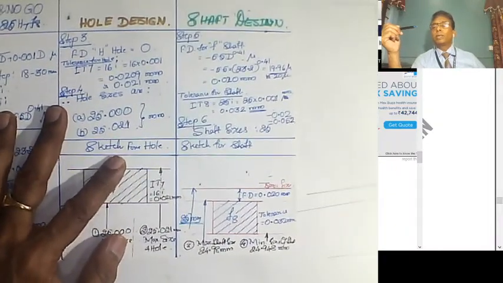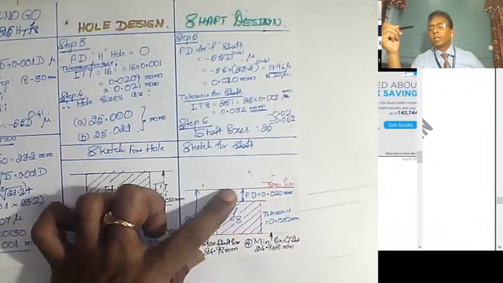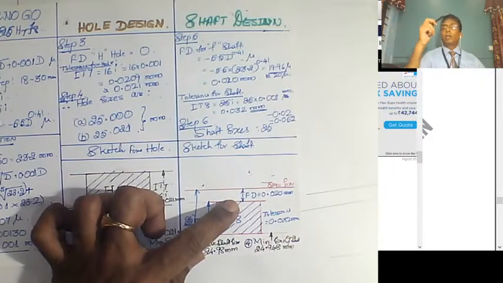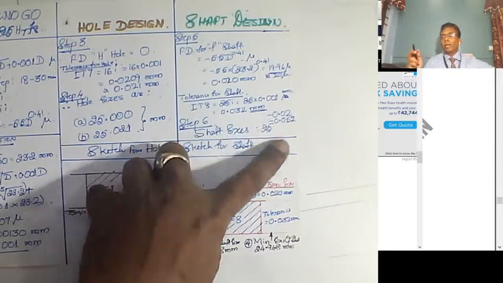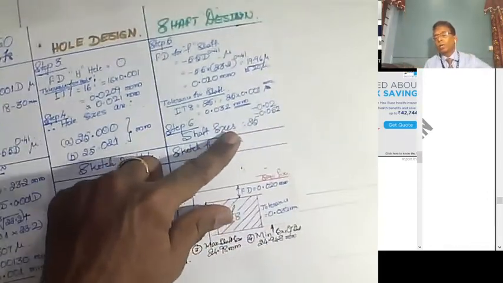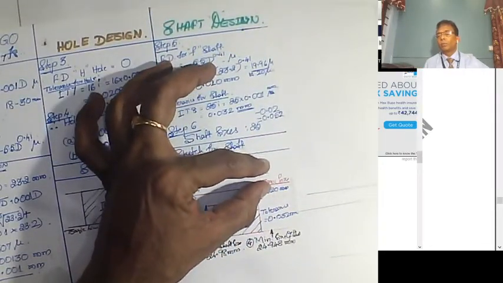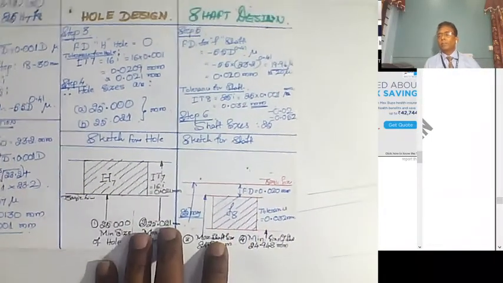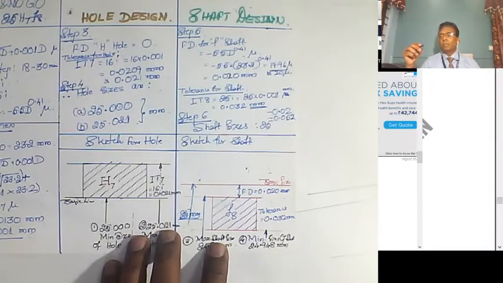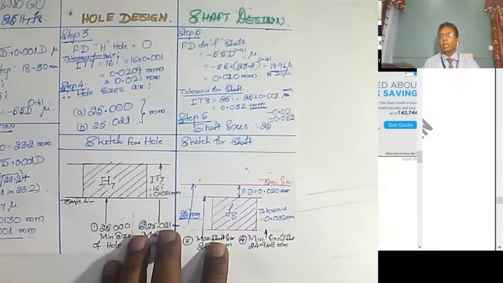Now go for shaft design. As you can see, the shaft from A to H lies below the nominal size; all of these lie below the XY line. H shaft just touches the XY line. Then if you go for P, Q, R, S, T, right up till Z, they go beyond the XY line. So you can identify how much the fundamental deviation is for P, Q, R. As you move to the higher end in the alphabets, the fundamental deviation keeps on increasing.